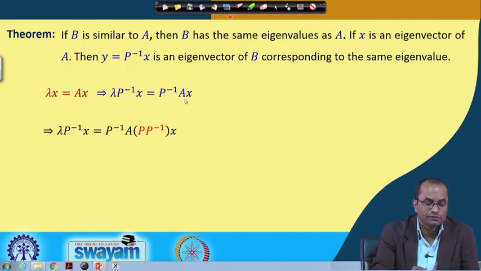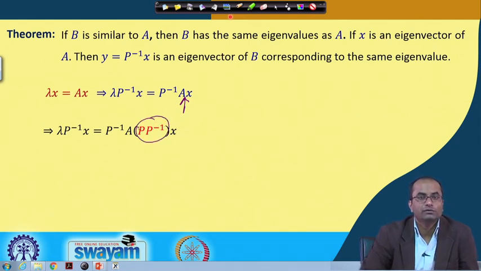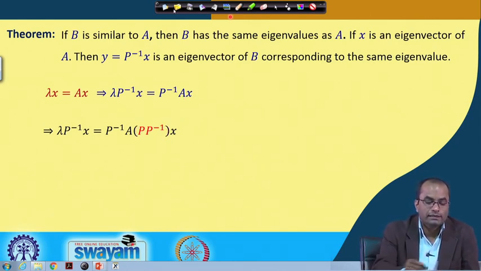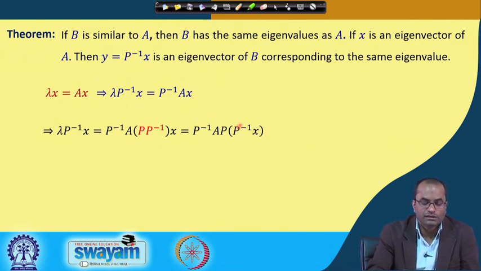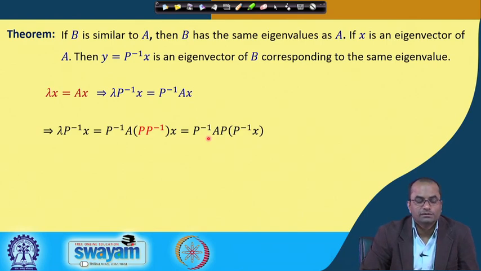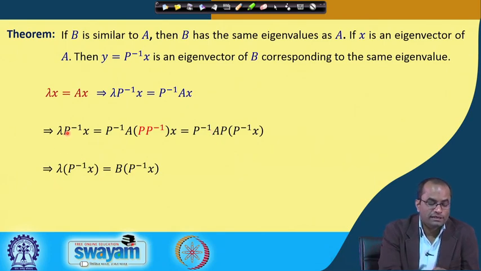So, here we have introduced the identity matrix, which we have written as P and P inverse x. Then we combine this as P inverse A P, and then we have P inverse x. As per the definition of similarity, B is similar to A, which means we can write this B as P inverse A P. So we have lambda P inverse x is equal to B times P inverse x.